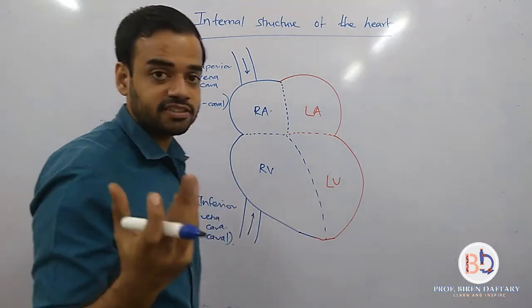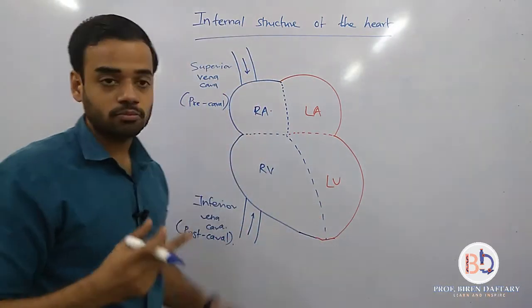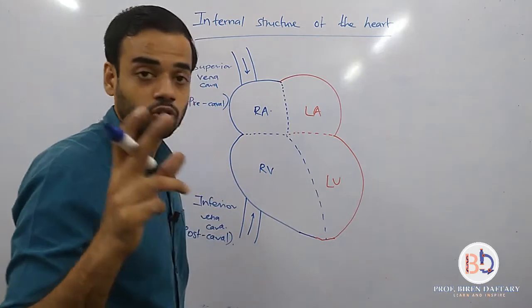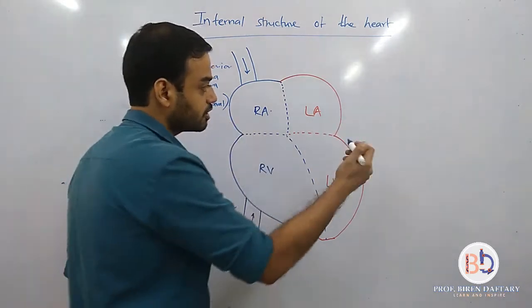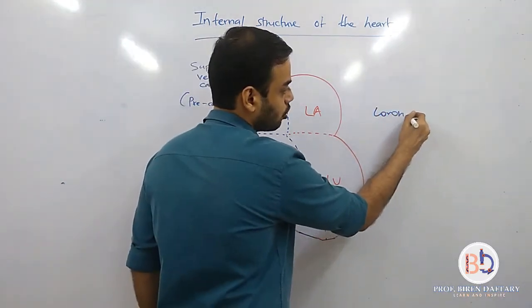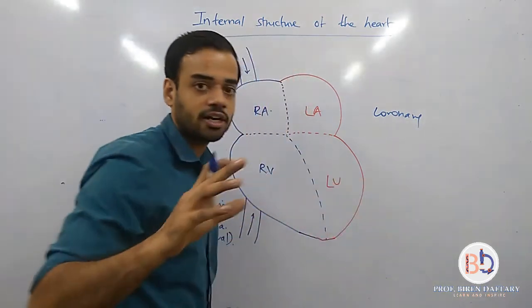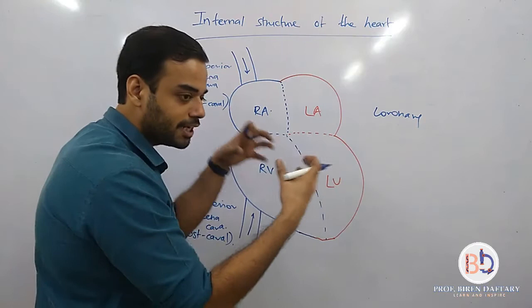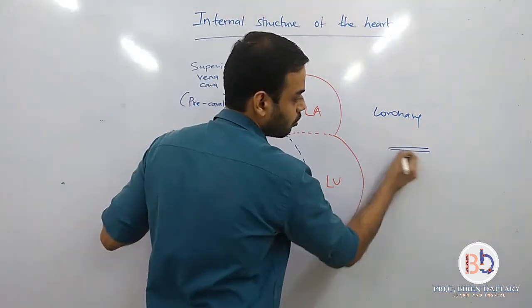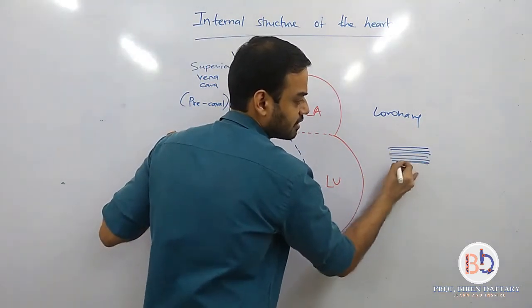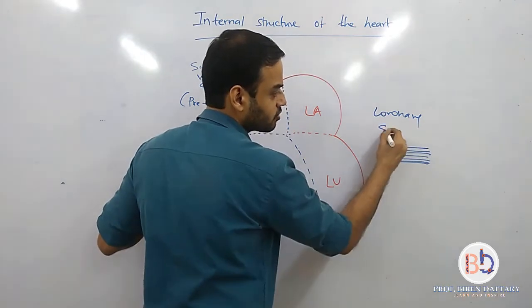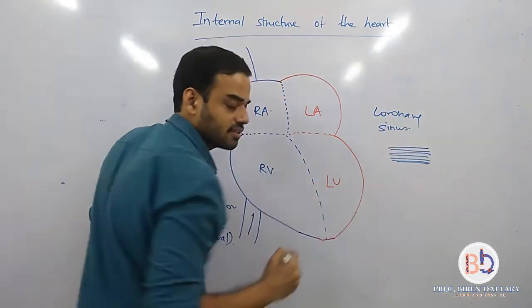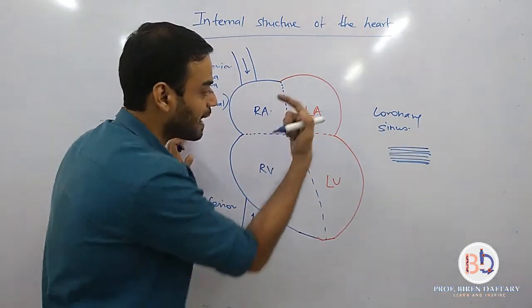Which other vessel is attached to the right atrium? Do you remember I had told you that coronary sinus is there? What is coronary sinus? Coronary means anything related to the heart. And sinus is what? All the coronary veins combined together. Okay? If these are all the coronary veins, then this entire bunch is called as coronary sinus. It is present on the back side of the heart.